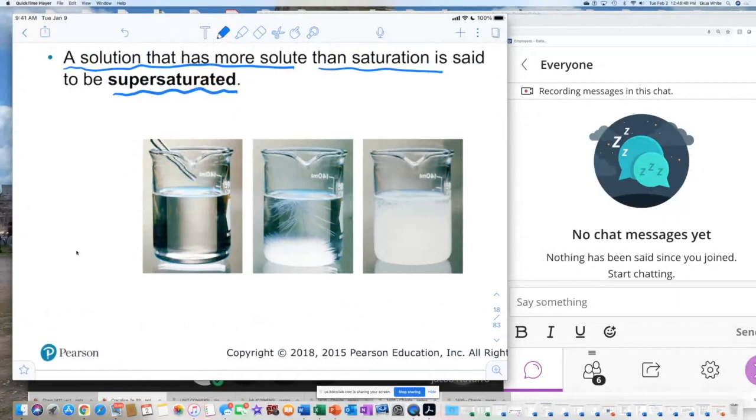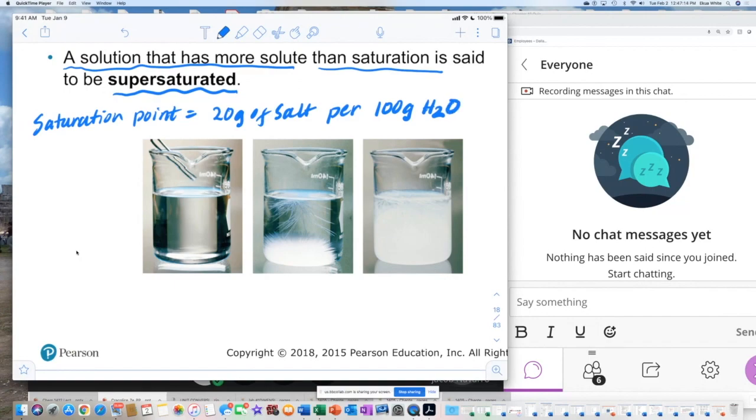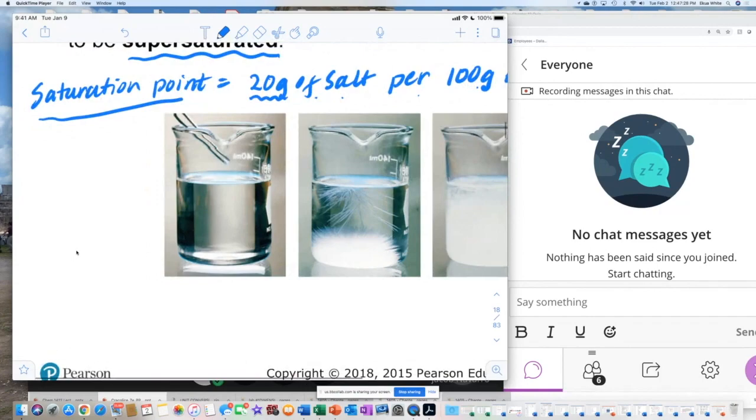Let's say the saturation point is 20 grams, this is obviously a salt, so 20 grams of salt per 100 grams of water. Okay, this is the saturation point. That means at that temperature, let's say room temperature, you can add up to 20 grams of salt per 100 grams of water. Okay, now we're dealing with this right here.